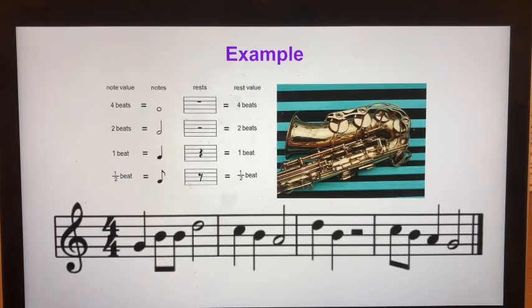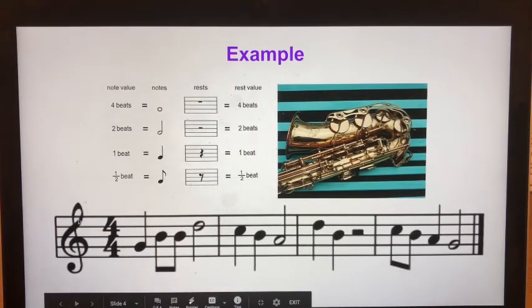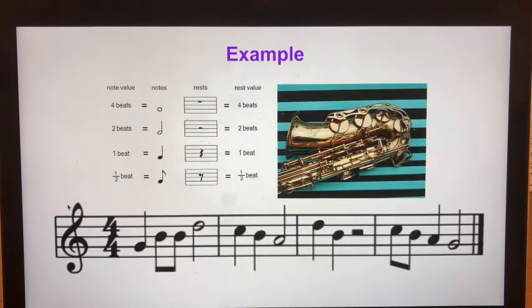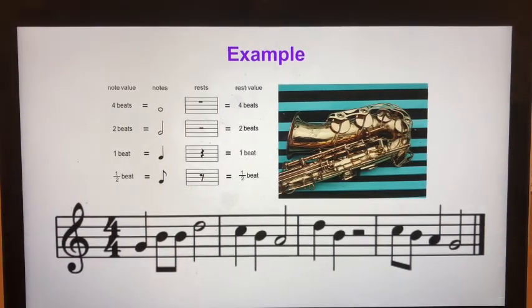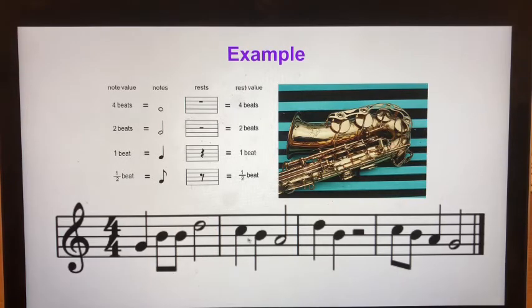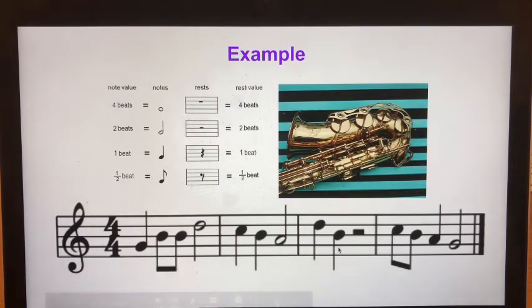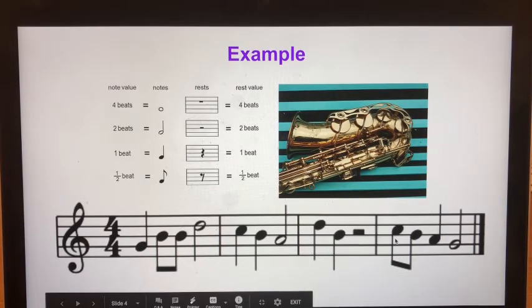Okay, so let's go through it. We have our treble clef over here. We have our time signature over here, 4/4, which means that there are 4 beats in a measure. Just a reminder, 4 beats in a measure, okay? So I go G, B, B, D, C, B, A, D, B, half rest, C, B, A, G.